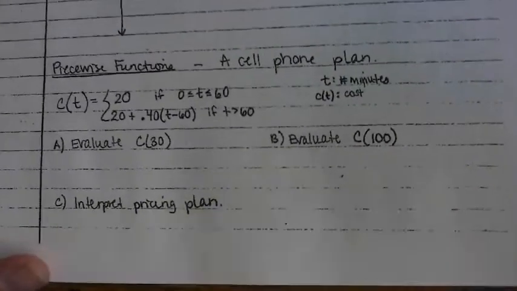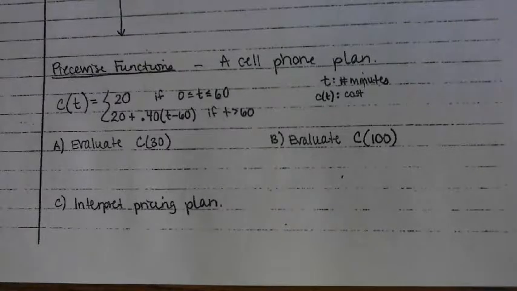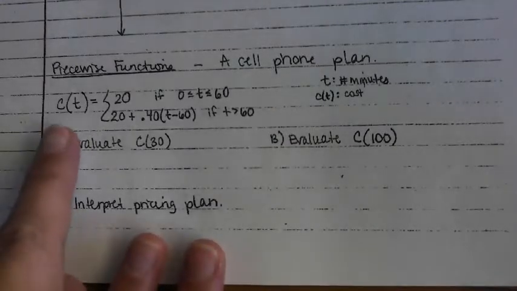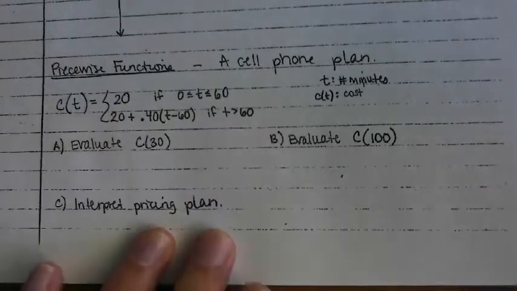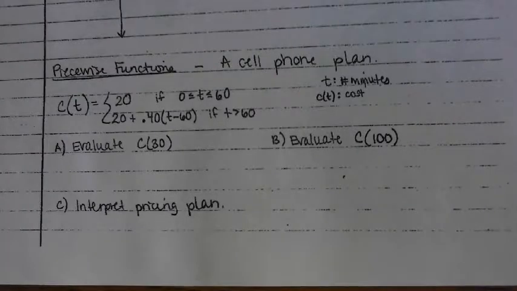Switching gears. Piecewise functions. Did you do these last year? I believe you did. Okay? So this particular piecewise function has a meaning and a context attached to it. It's referring to a cell phone plan where C of T is the cost dependent upon T, the number of minutes that you're on the phone. So if C of T equals 20, if T is between 0 and 60, who can interpret for me what that means? What does that mean relative to the cell phone plan and the cost and the minutes?